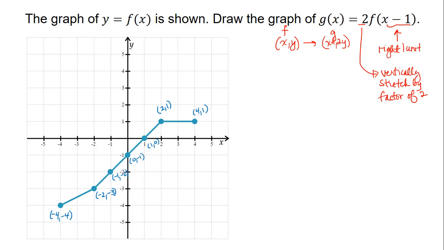So this means this point -4, -4 is going to move right 1, but then we have to multiply the y value by 2. So that's going to take us to -3, -8, which unfortunately is a little bit off my screen. -2, -3 is going to go right 1, but then multiply the y value by 2. So that's going to be at -1, -6. -1, -2 is going to move right 1, and then multiply the y value by 2. So that's going to be at 0, -4. 0, -1 moves right 1 and multiply the y value by 2. So that's going to be at 1, -2.